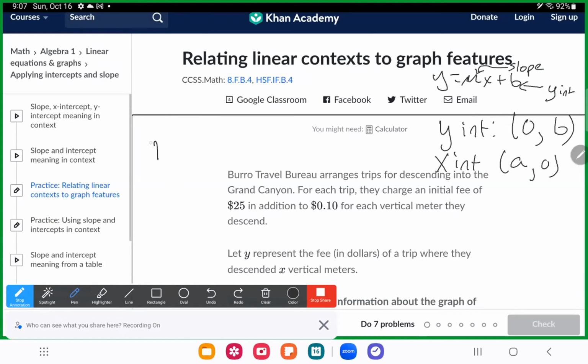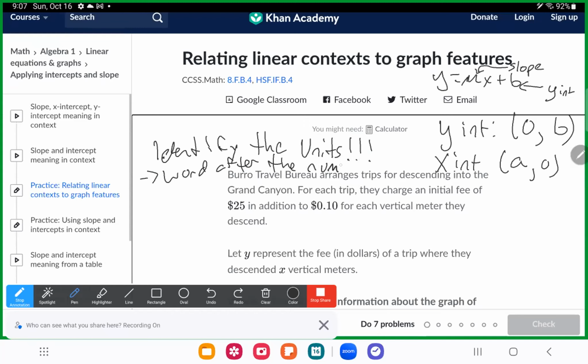So identify the units, okay, which is the word after the number. A unit is a word that describes a number. So sometimes it's a symbol like this.